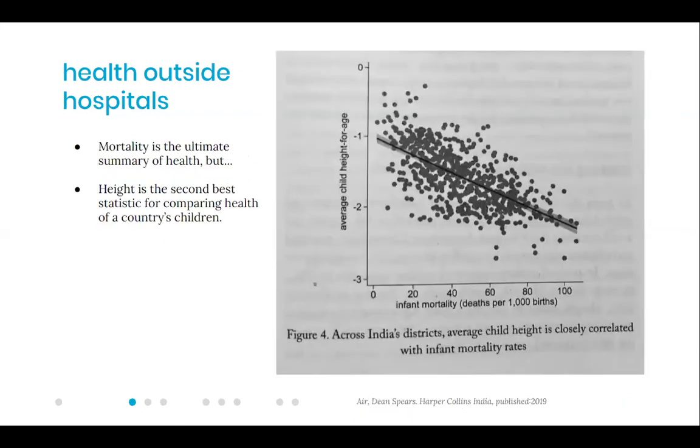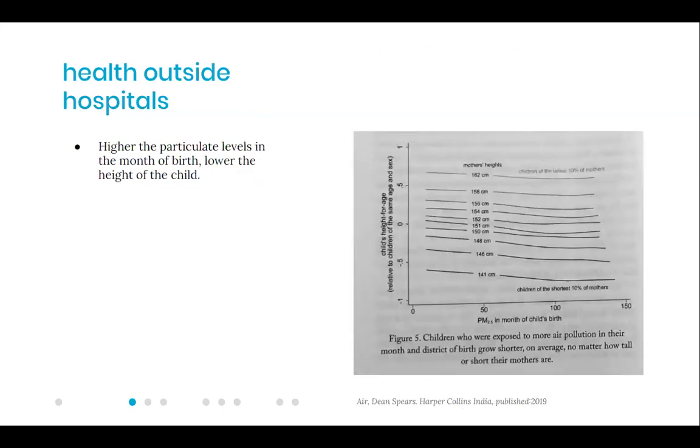So this graph plots the average child height by infant mortality. And you can see that the shorter the infant is, the more likely it is to die and not make it through infancy. And this fact is important because the data shows that if you look at this graph, it plots child height by particulate pollution exposure in the first month of life. So you can see that as particulate pollution exposure increases, the height of the child also drops. So there's a direct relation between exposure to pollution and infant mortality in India.